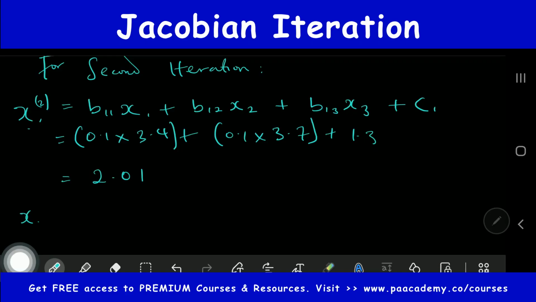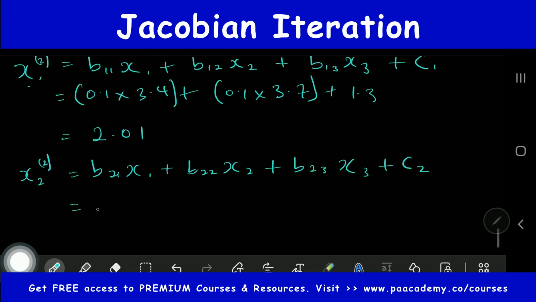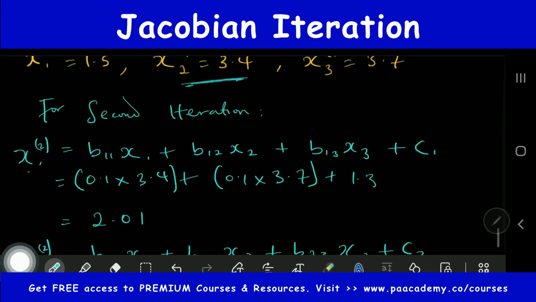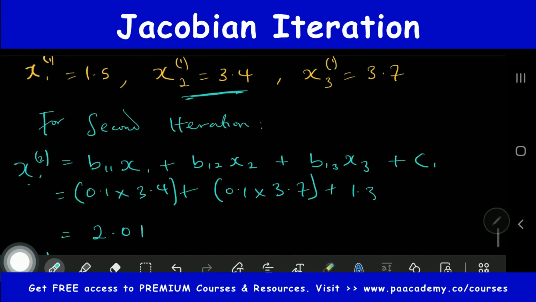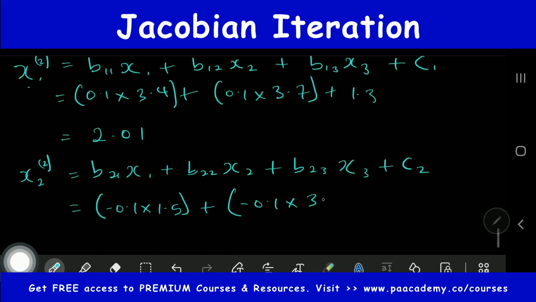Okay, so now let's do for x2. So it's going to be b21 x1 plus b22 x2 plus b23 x3 plus c2. Okay, so let's put in this value. Our b21 is minus 0.1 times 1.5. Then our b22 is 0, so we can just ignore it because it's going to give us 0. So let's move to b23. Our b23 is also minus 0.1, so then times our x3, which is 3.7, then plus our c2, which is 3.6.